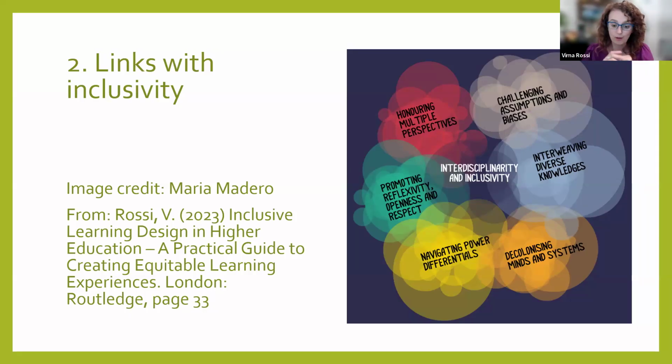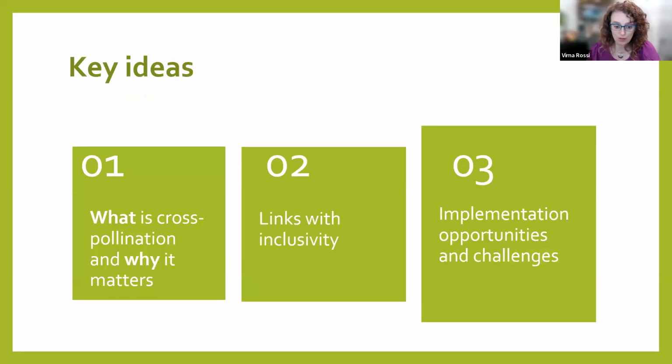And I would like to invite you, if you get hold of my book, to read this narrative. It's only a couple of pages, but it's really fascinating. And there's quite a lot of research around this that has already happened. So now I think you've got a taste of that. What are the links with inclusivity? So we talked about what cross-pollination is and why it matters. We talked about the links with inclusivity.